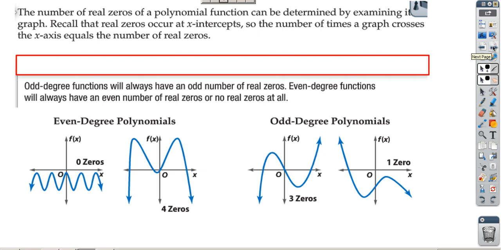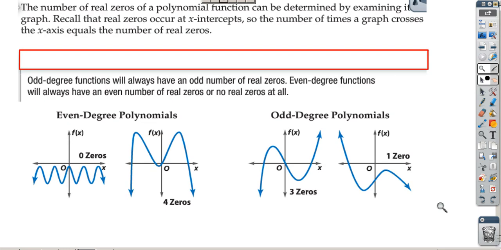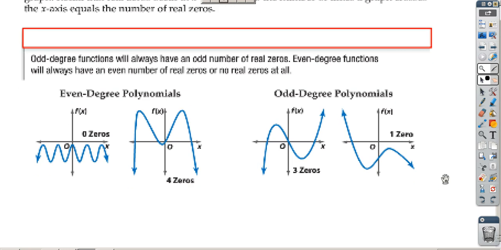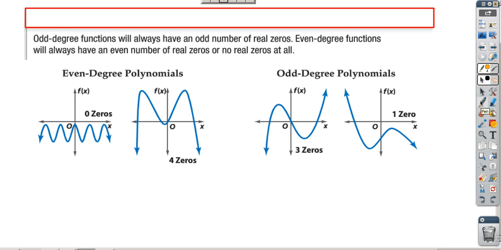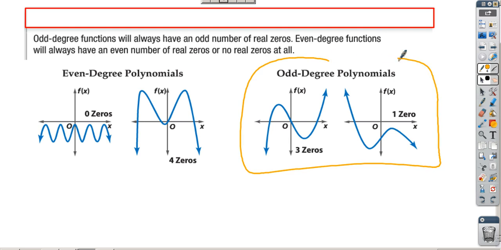Here's another thing to note in terms of the number of zeros. A zero means how many times it crosses the x-axis. All you need to do basically is look at whether it's an odd or an even number, and that will tell you the types of zeros. So odd degree functions like this right here, something like x to the 3rd or x to the 5th, have an odd number of zeros. There's 1, 2, 3 zeros. 3 is an odd number. So odd degrees will always have an odd number of zeros. There's 1 zero. 1 is an odd number.